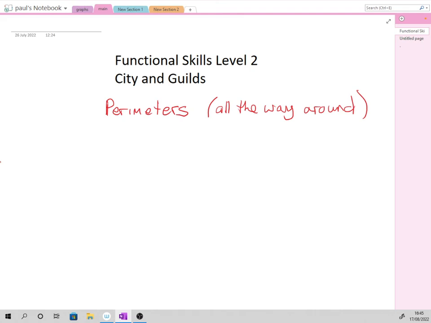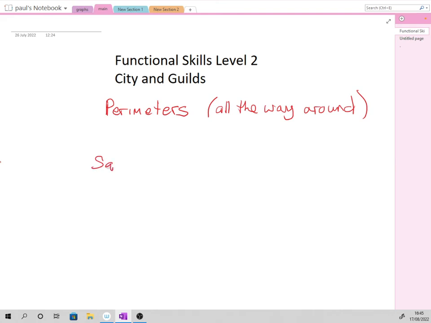If you're lucky enough to have a garden, to find the perimeter of the garden, it would be perhaps the fence that goes all the way around, or a car park. You could walk all the way around the shape. So that's what we're going to do now.